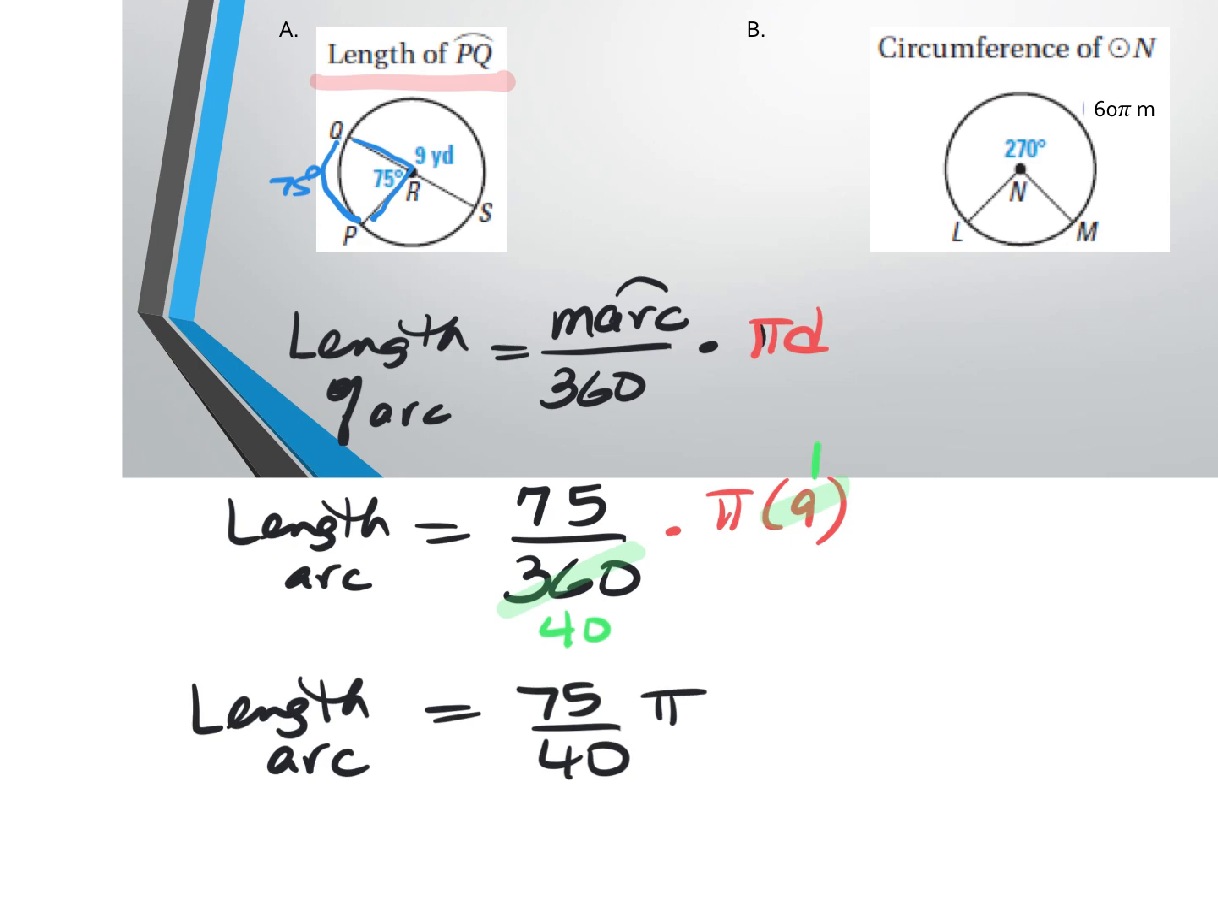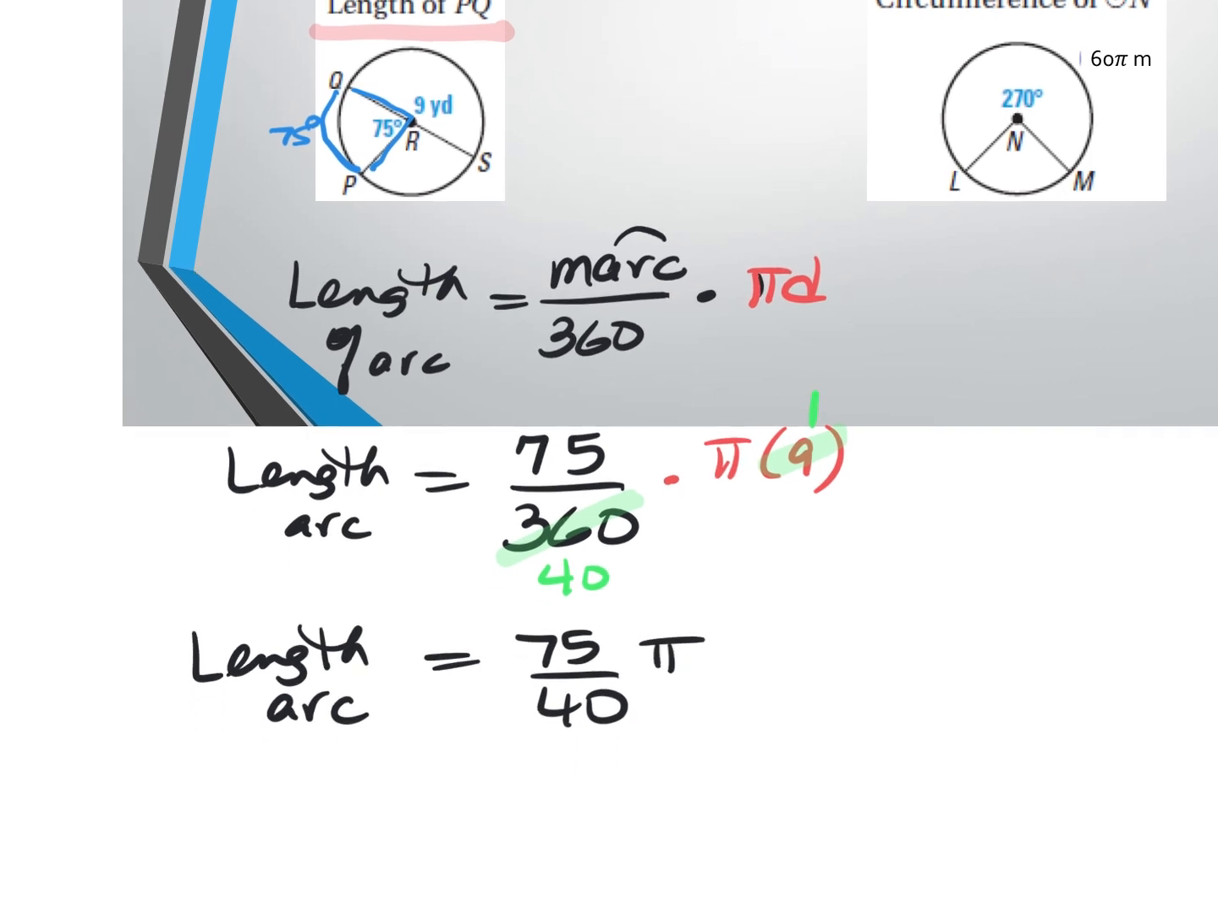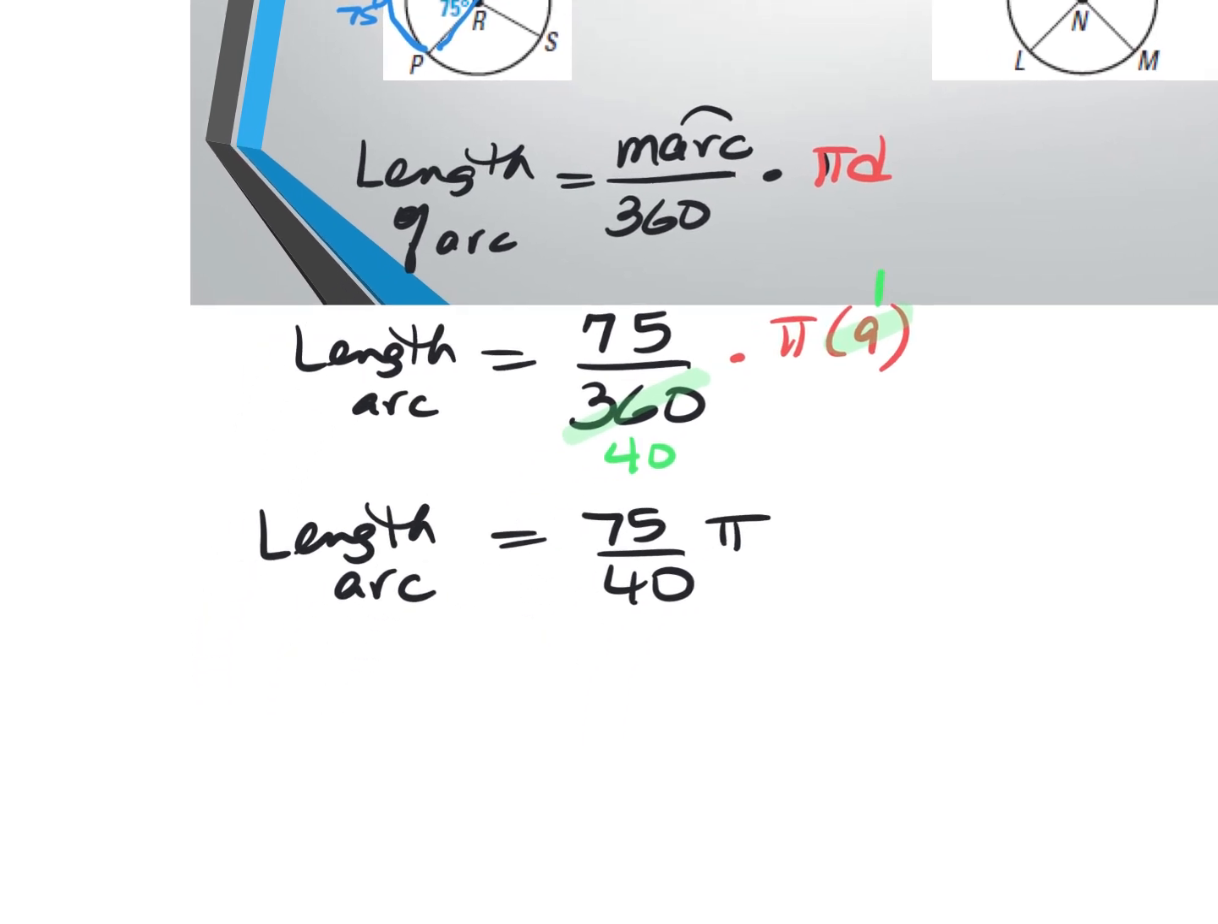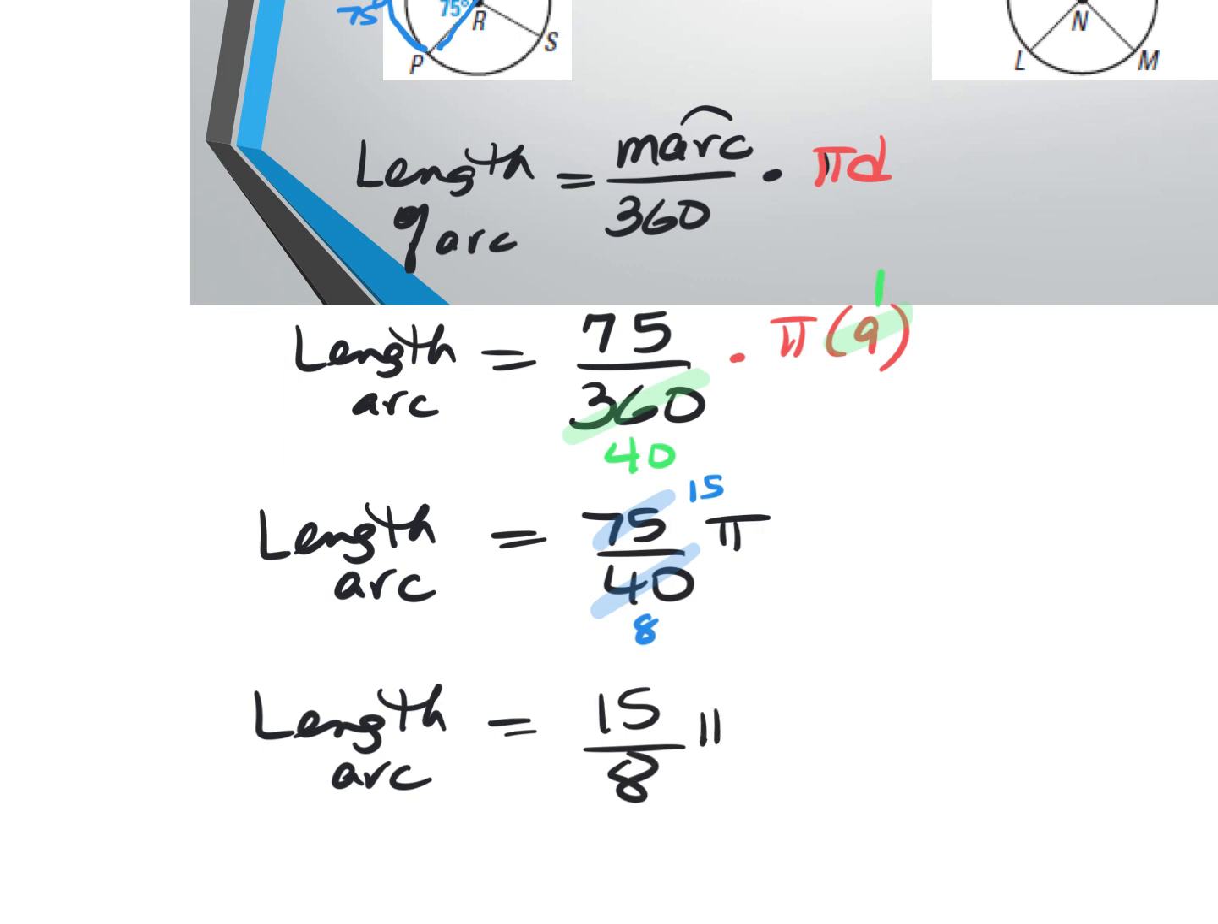I still can simplify some more. This is not in simplest form yet. I can divide 75 and 40 by 5, and reduce that fraction a little bit more. So I can divide both of these by 5. This becomes 15. This becomes 8. So the length of my arc is equal to 15 over 8 pi. And these are in yards.